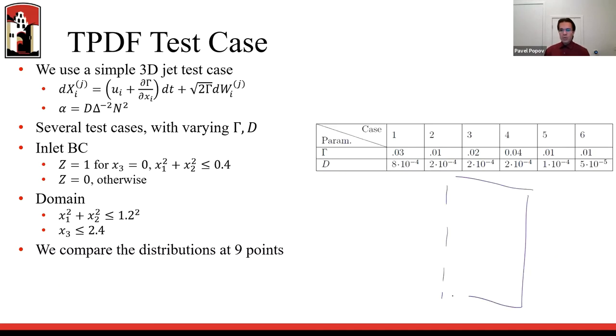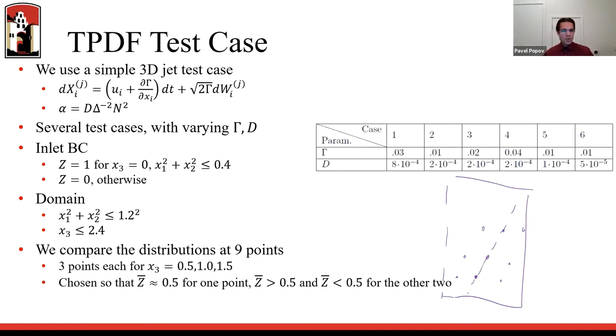And here to compare the overall distribution, we compare the distributions at 9 points. So in particular, we have 3 points at z equal 0.5, z equal 1, and z equal 1.5, which are at approximately mixture fraction of 0.5, and we have three rich points, and we have three lean points. And on the next slide, I'll report the error over those 9 points.